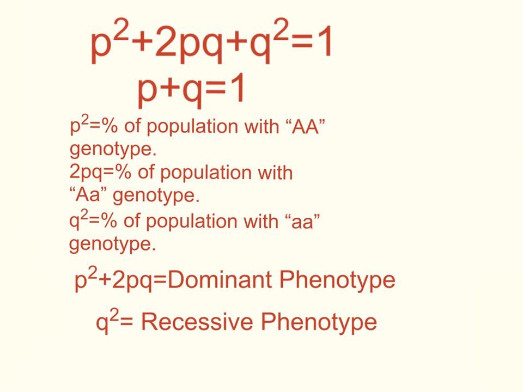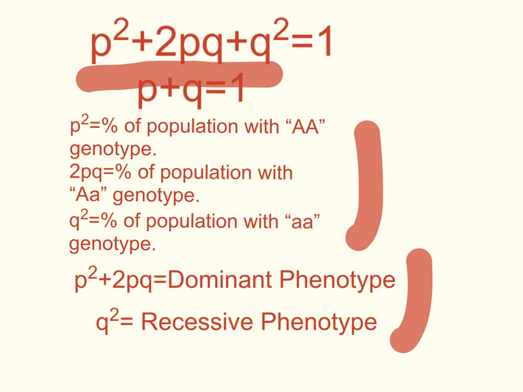The last of these equations that we're going to use are these two. P squared plus 2PQ is the dominant phenotype. Q squared is the recessive phenotype. So the first three that we talked about are talking about genotypes, and these two are talking about phenotypes. In all the problems on your homework and in tests and quizzes, use this first equation, and remember these different parts that we broke down to answer all the questions. If you're able to do this, you should have no issues with any of these problems.